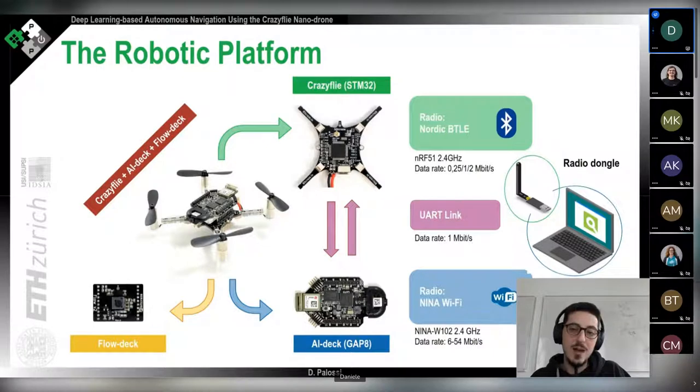As you know, you have many possibilities to connect with the base station, with your laptop. You have the Nordic radio on the base system, but you also have an additional channel with the AI deck that wasn't present in our first prototype, this ESP32 Wi-Fi. So you also have this high bandwidth channel to stream images and data directly from your GAP8 system on chip.